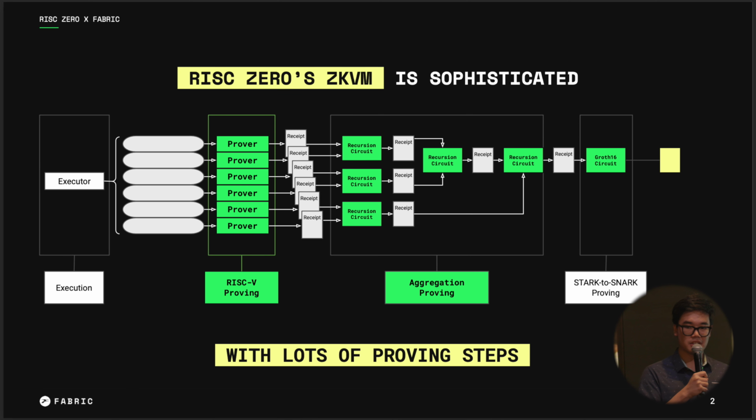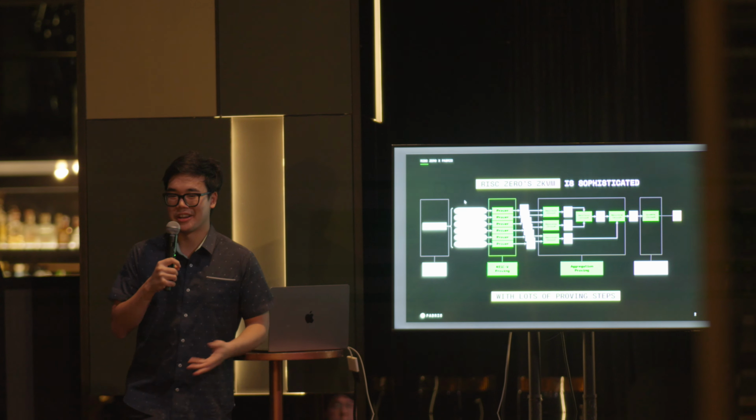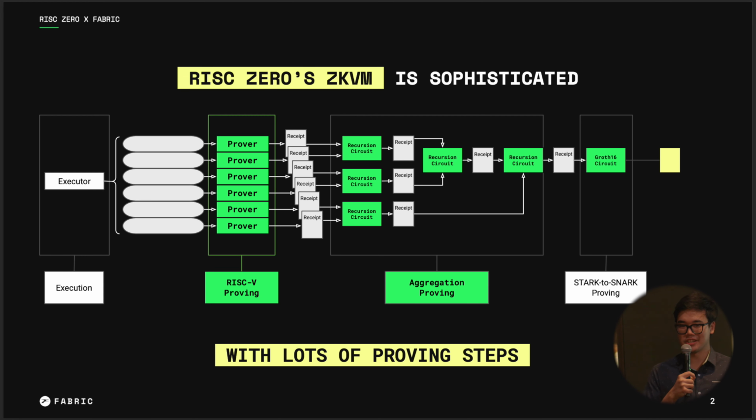So a little bit about what we're talking about here today. RISC Zero ZKVM is extremely sophisticated, like any ZKVM today. It has recursion circuits. It has many layers of recursion. It has lots of proving steps. And so, we build hardware, right? We build custom chips that are general purpose chips that are designed for cryptography. And that's quite a challenging task.